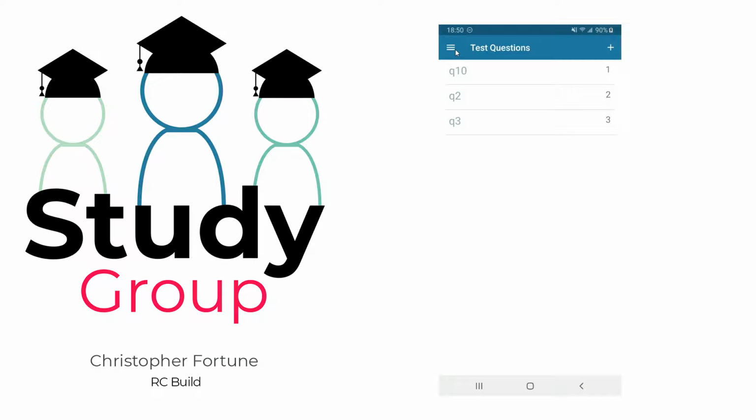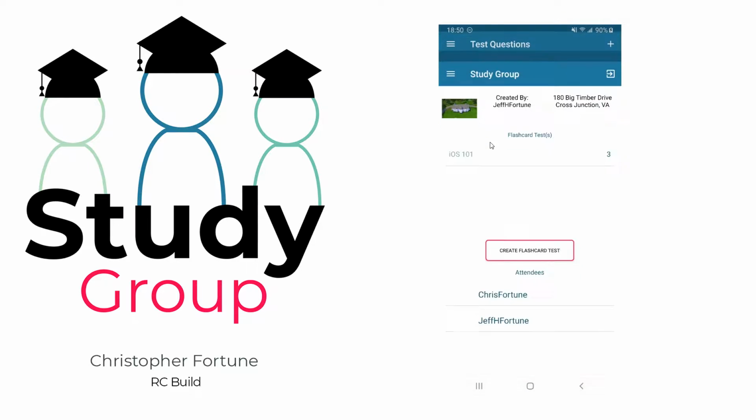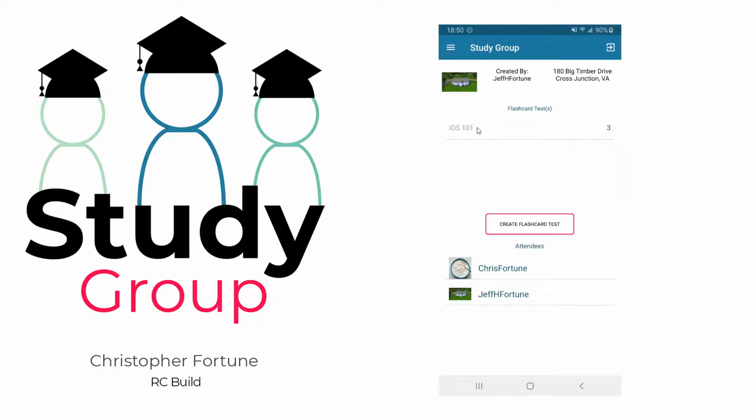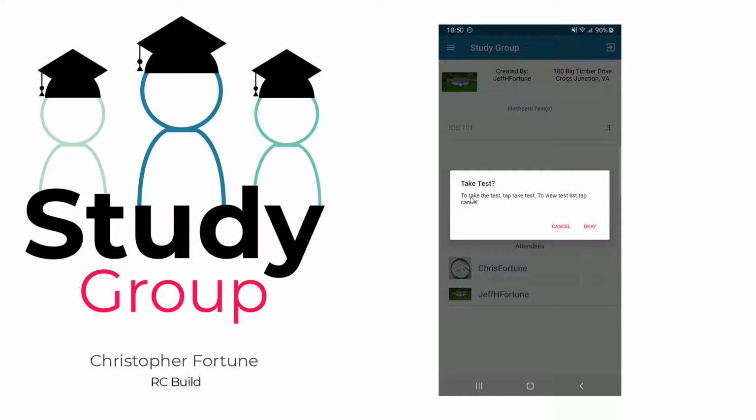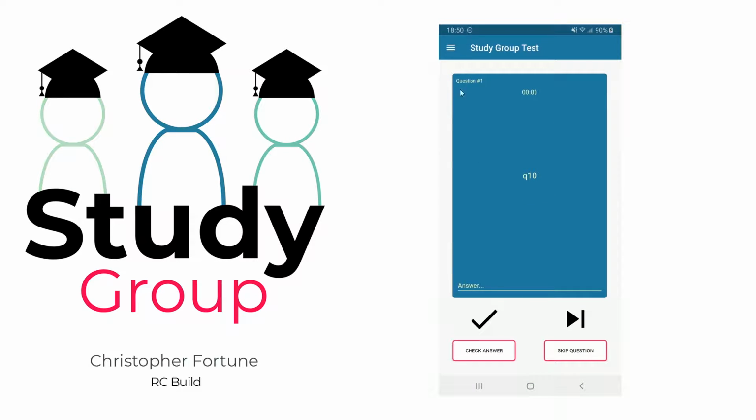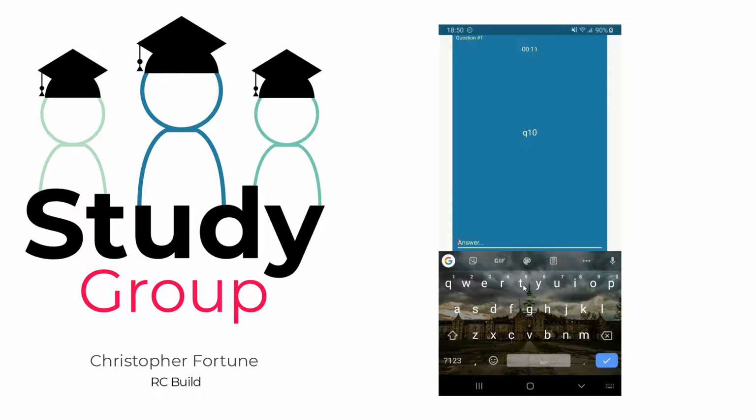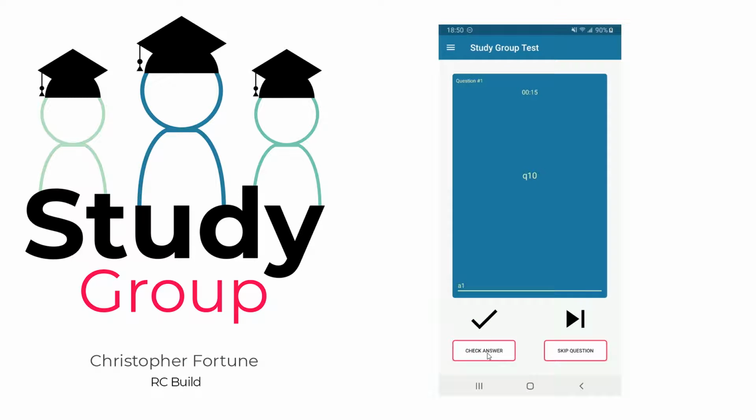So let's go back to the study group so we can take the test that we've just created. Clicking on the test allows you to take the test. So we want to take the test, so let's say OK. Now, as you can see, the timer is being displayed. That edit that we made to that question is still saved, and it's displaying the question number. So let's enter in these answers here.